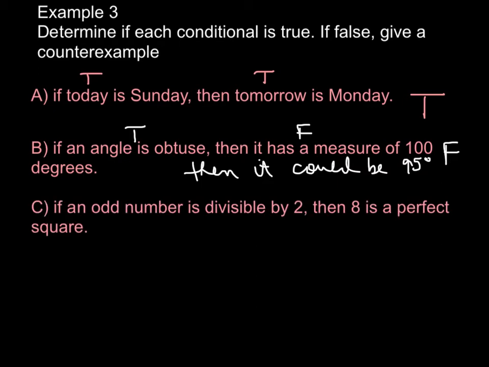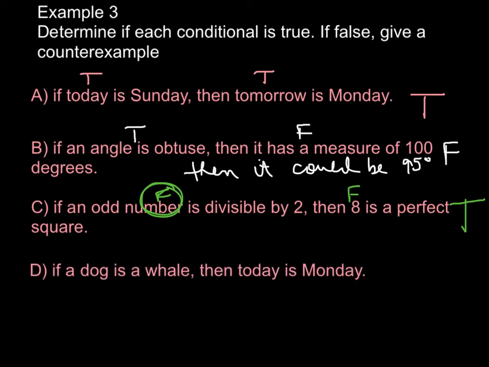Our next one: if an odd number is divisible by 2, then 8 is a perfect square. Now you're going to look at this and be like, this doesn't make any sense. I understand. First off, an odd number is never divisible by 2, so this part is false. Then 8 is a perfect square. Well, that's also false. So we have false and false. Looking at our chart, because they're both false, the entire statement is true. The conditional is true because the hypothesis is false. If this first part is false, it's automatically true. I know it's weird.